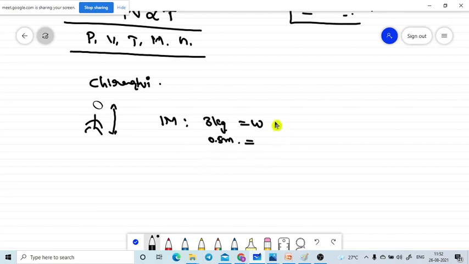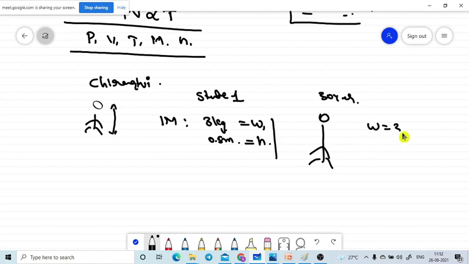This is state 1. State 1 means the parameters are: the weight is somewhat this and the height is somewhat this value. If you go to the age of 30 years, the same boy will be called a man, and he has some weight. Weight of the boy is equal to 30 kilograms, and height of the boy is nearly 1.2 meters. So this tells the state of the boy at 30 years.